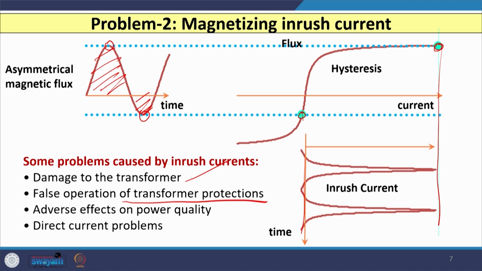Sometimes power quality is also adversely affected, and this inrush current contains a significant value of DC component. Problems are also observed because of this DC component when we have magnetizing inrush current during switching of an unloaded or lightly loaded power transformer.